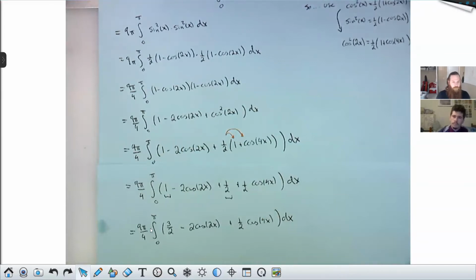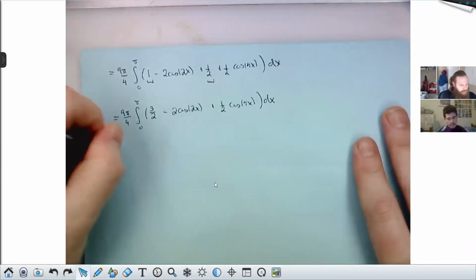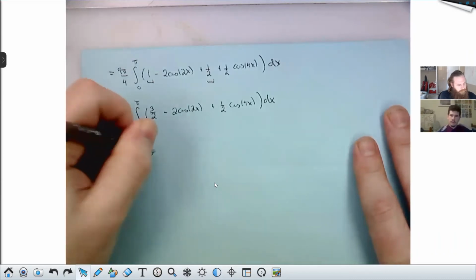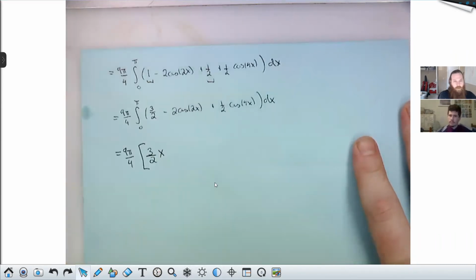All right, so now I know how to integrate a constant. I know how to integrate cos 2x, and I know how to integrate cos 4x. So from here, we're actually good. Also, if you have something you need to attend to, this is just basic integration, I can totally sort it out from here. Let's get our antiderivative and then we'll call it a day, all right?